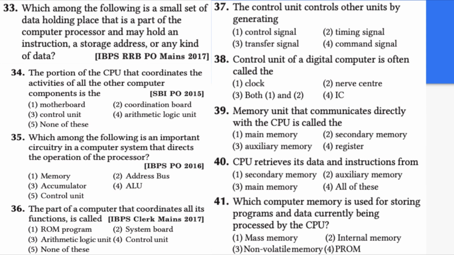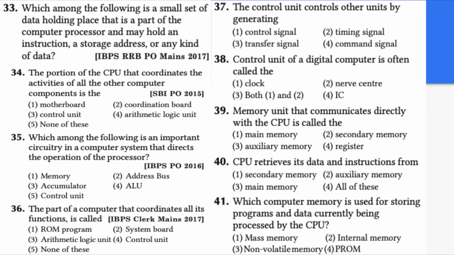Now, on to question 40. CPU retrieves its data and instructions from. Here, the correct answer is 3. Main memory. The CPU retrieves its data and instructions from the main memory, where active programs and data are stored.